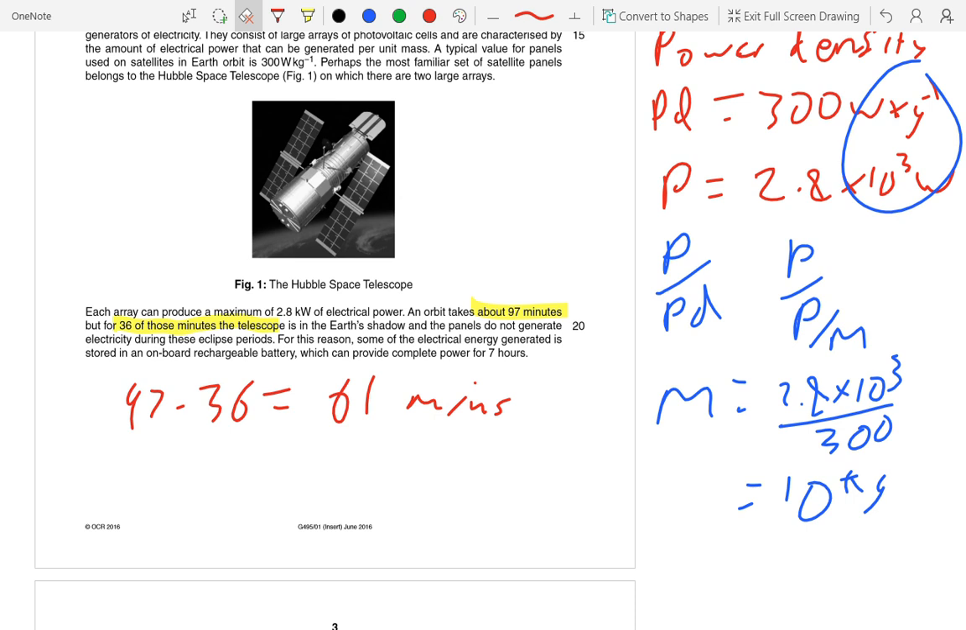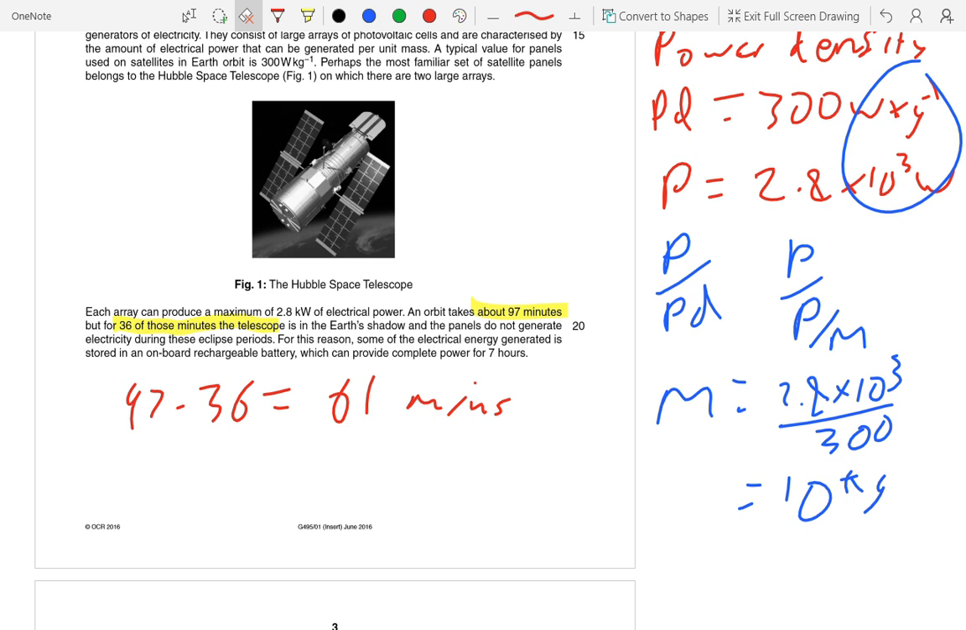And that means if it tells you that this value at the top here, 300 watts per kilogram, is 300 joules per second per kilogram, it could ask you, okay, how much energy is the whole telescope producing in this time period?